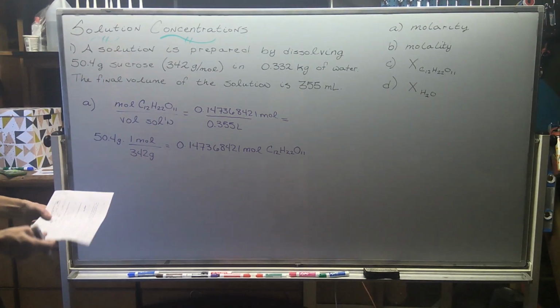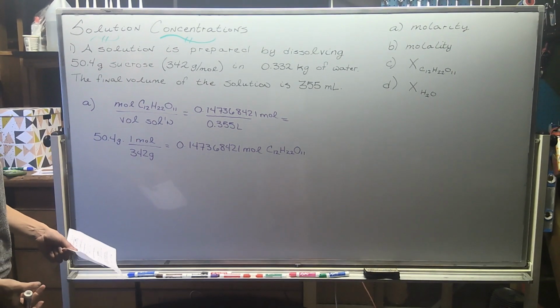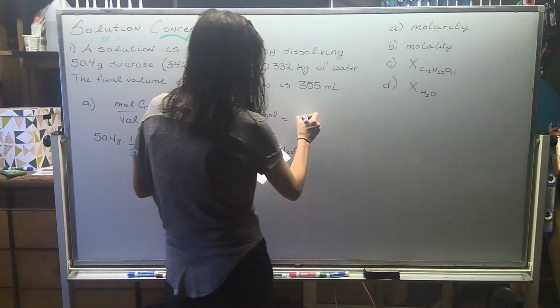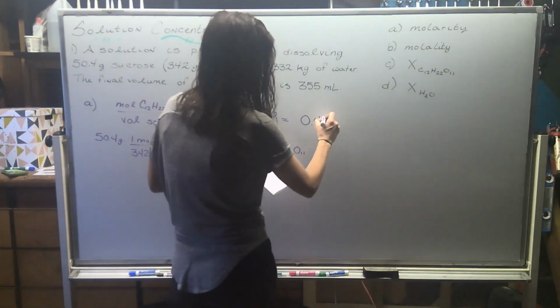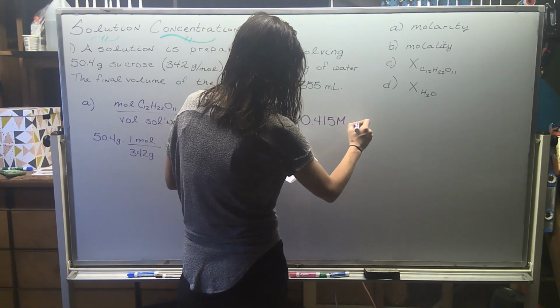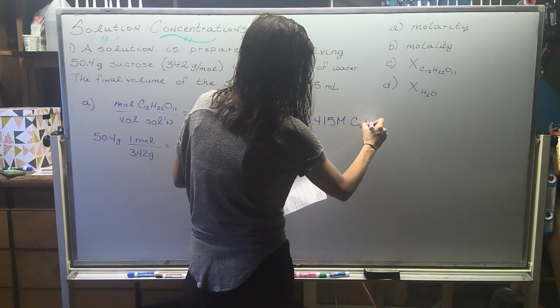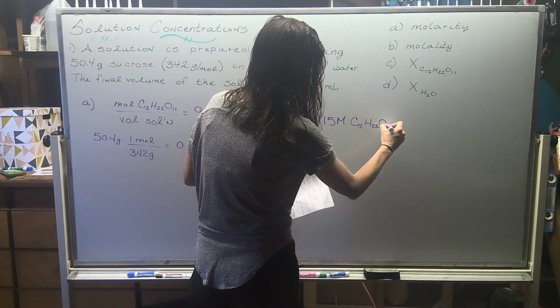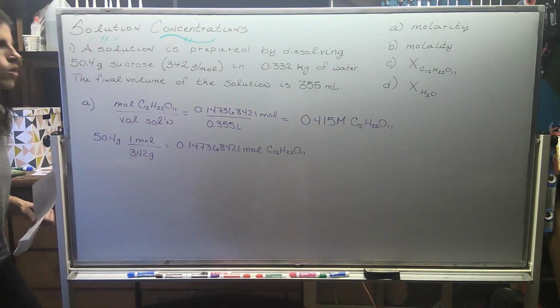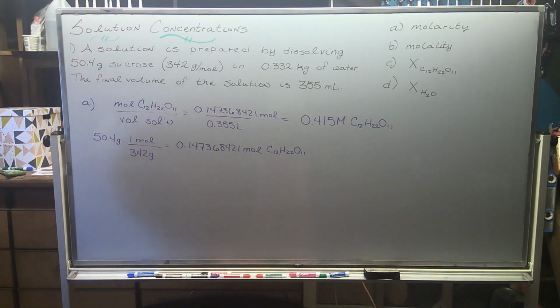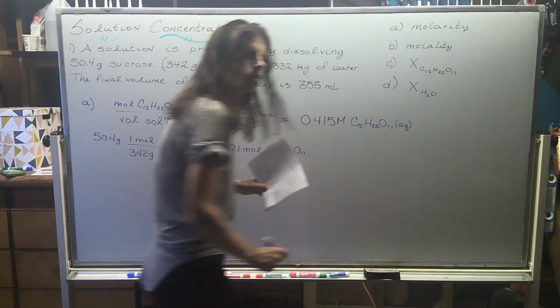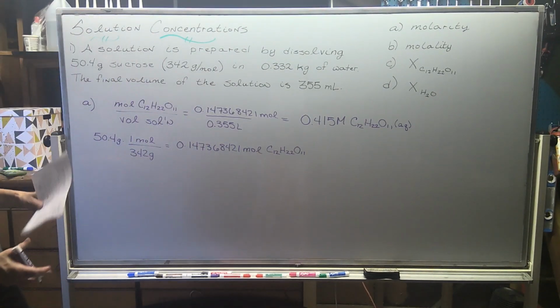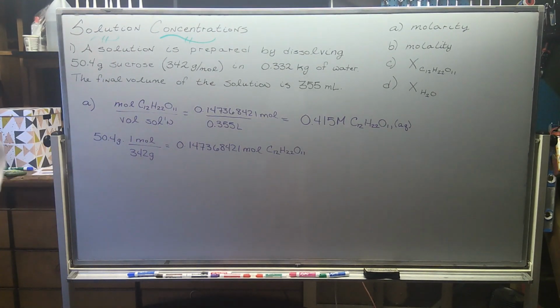At the end of the day, after considering the fact that I only have 3 sig figs, I would report my molarity as 0.415 molar. And then you always want to put the identity of the solute. So it's going to be 0.415 molar sucrose solution. Probably I'd put AQ on this too, just to let people know that the solvent is water. There's so many solvents out there, especially when you get to organic, you're going to see many different solvents.